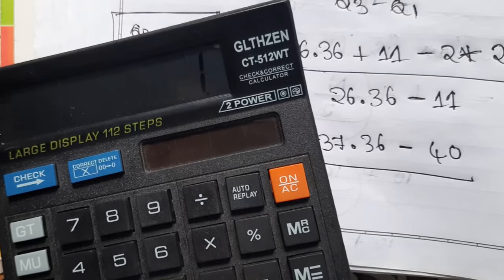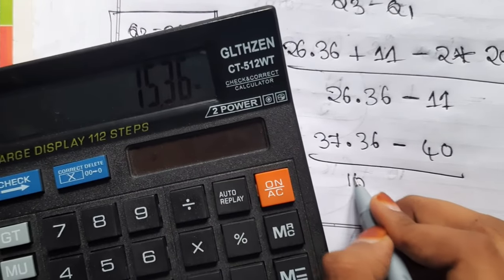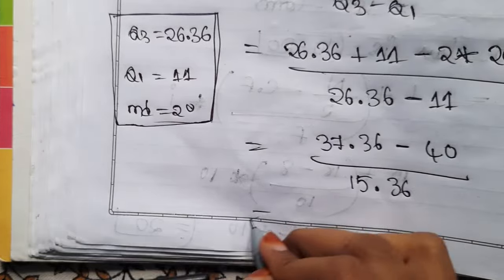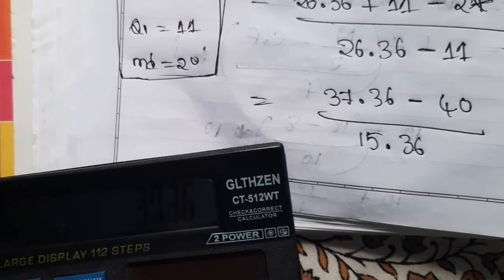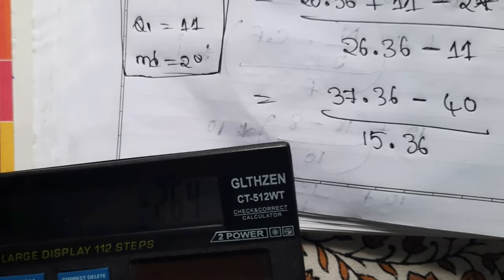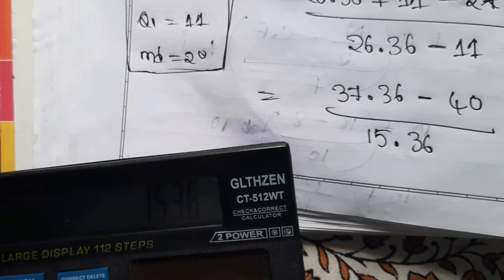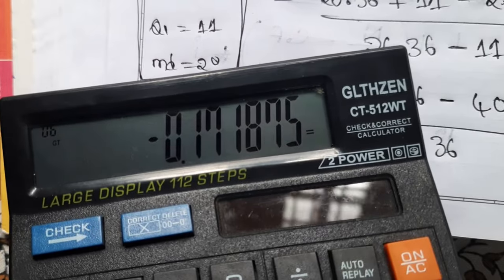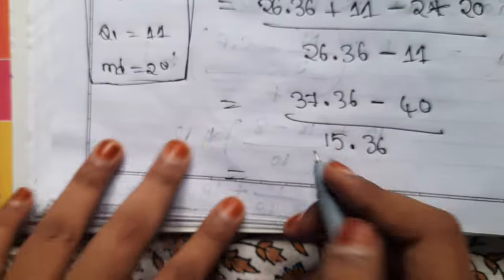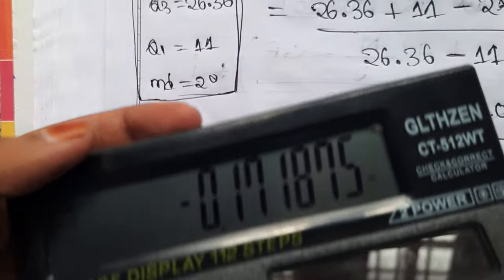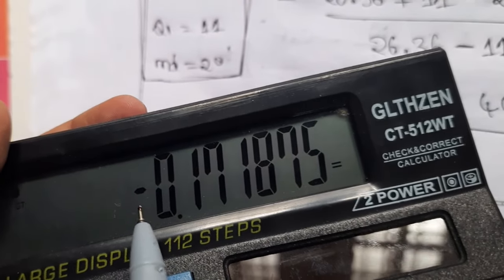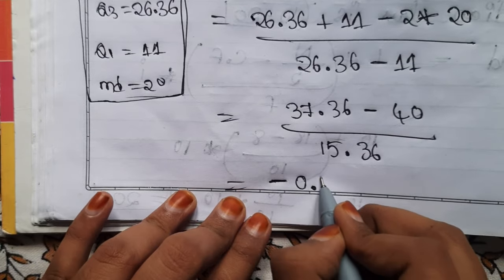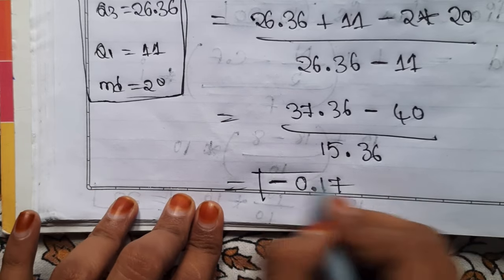Next, 26.36 minus 11, how much it is? It is 15.36. So let us do the calculation again. 37.36 minus 40 divided by 15.36. How much we got? We got 0.17. It is minus. It is in negative. You can see here in the calculator, it is in negative 0.17. Minus 0.17. See, we got the answer in negative.